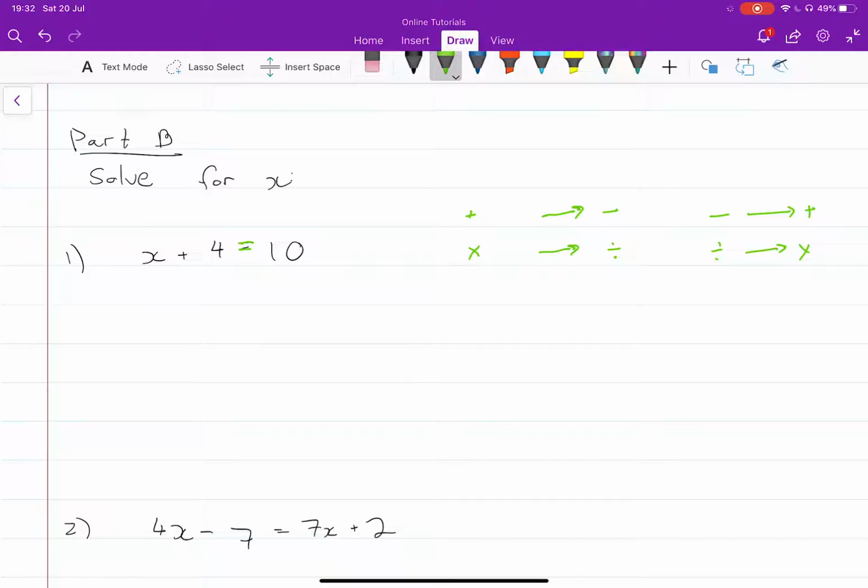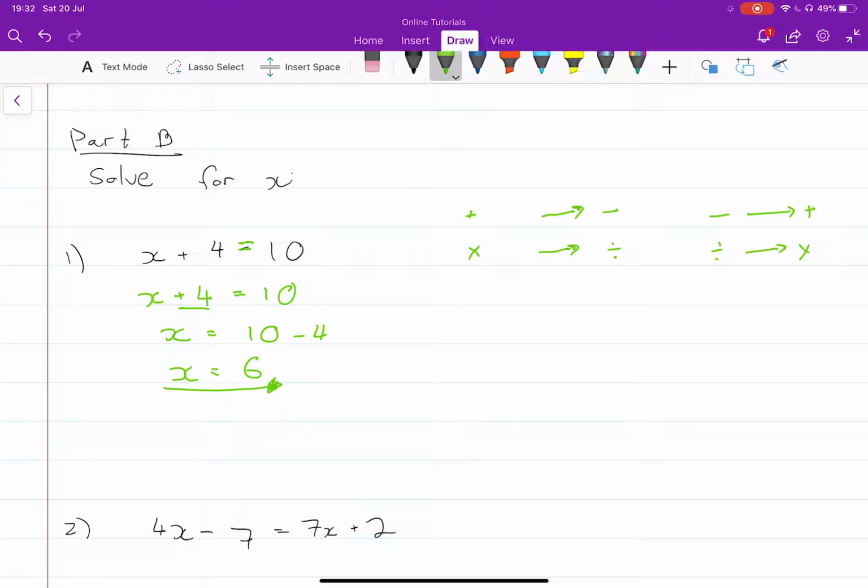So let's see what happens here. x plus 4 equals 10. Okay, so that means x equals 10. This was plus 4, so it becomes minus 4 on this side. So we have x equals 6.